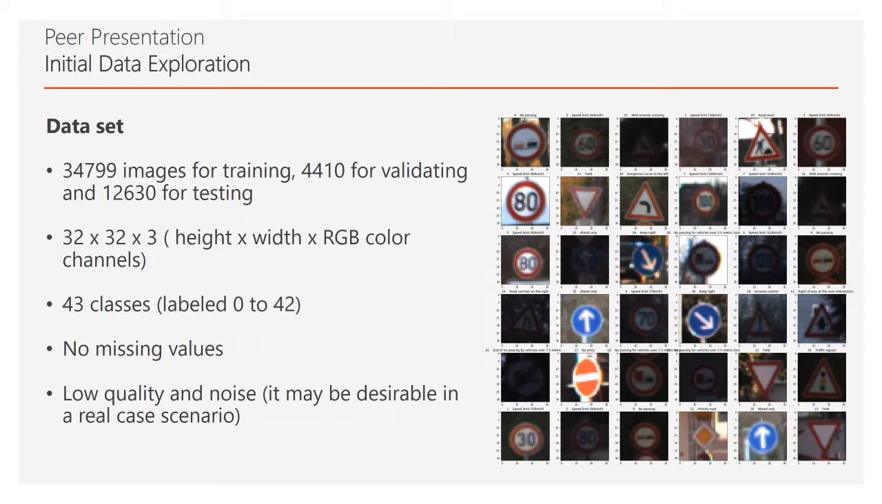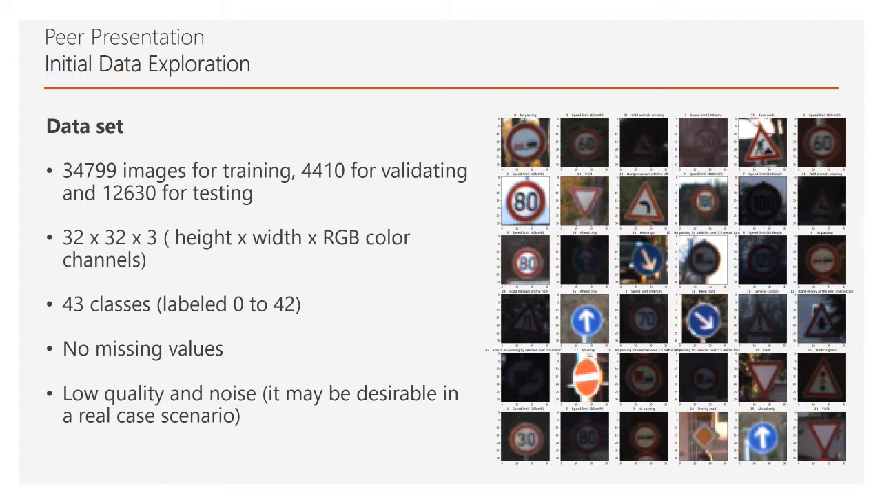Now let's go with the peer presentation. The Kaggle source of the traffic sign had already labeled the images into a dictionary of NumPy arrays, and data was already split into training, validation, and testing. This was a small advantage that saved us from doing an additional data preparation step.